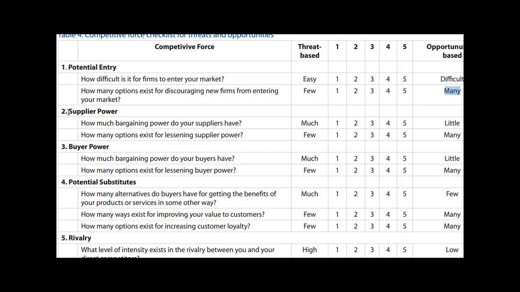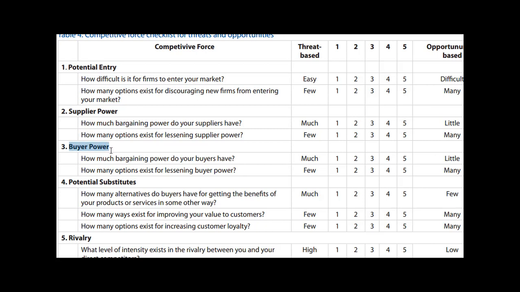The second force is supplier power. How much bargaining power do your suppliers have? If they have much, it's a threat. If they have little, then it's an opportunity. How many options exist for lessening the supplier power? If they are few, that means supplier power will increase in the future. If they are many, then it is an opportunity and you can stay with those options in the long term.